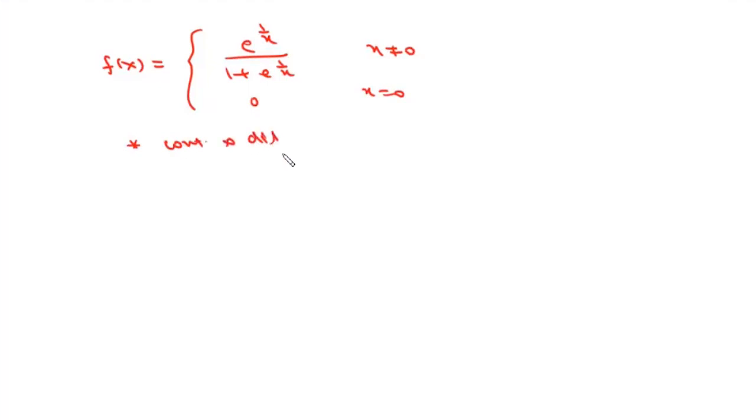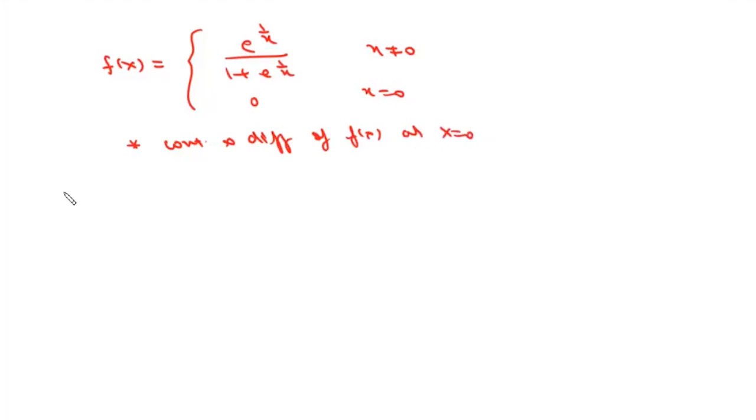Say for example, we are given this function f(x), and this function f(x) is defined as e to the power 1 by x upon 1 plus e to the power 1 by x when x is unequal to 0 and it is 0 at x equal to 0, and it says discuss continuity and differentiability of f(x) at x equal to 0.